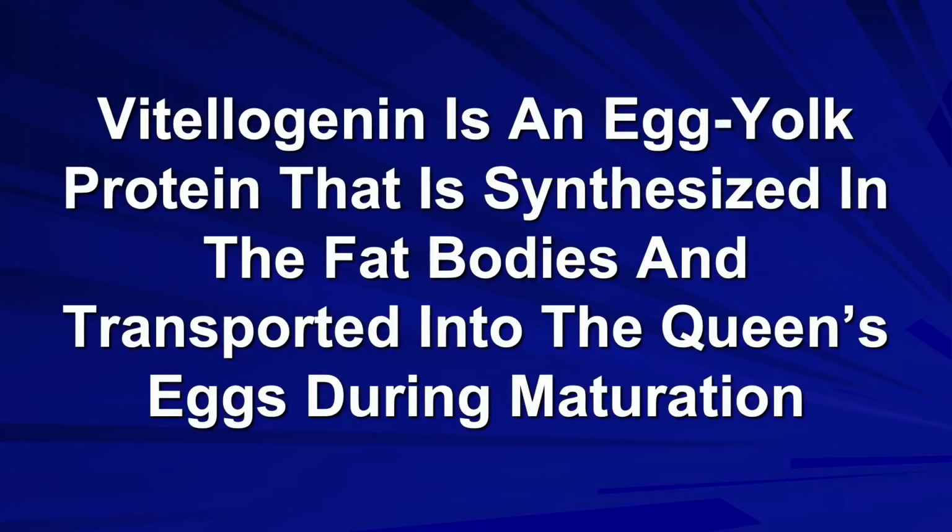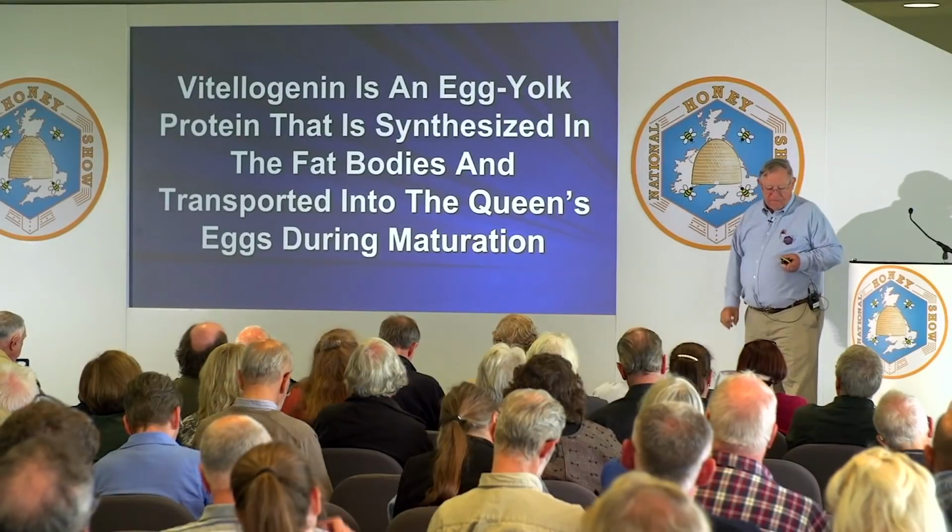As I said, this is a female type hormone, but recently they have found vitellogenin in drones. We don't know why yet. We haven't figured out why yet. But even though it's a female hormone, it is also found in the male caste. Vitellogenin is an egg yolk protein that is synthesized in the fat bodies and transported into the queen's eggs during maturation, or during when the eggs are developing and maturing. So this is the primary function of it.